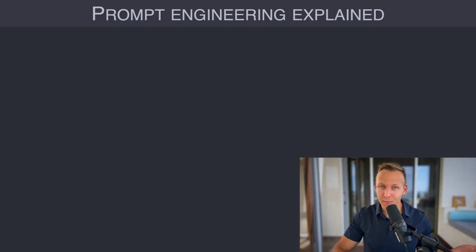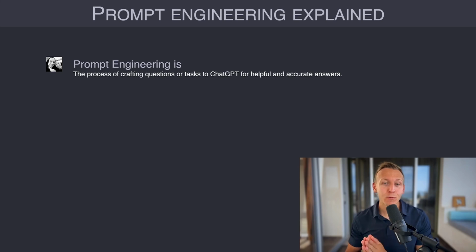Welcome to the prompt engineering section of the course, where you are going to learn to take your ChatGPT skills to the next level. So first of all, what is prompt engineering? Well, prompt engineering is the process of crafting questions or tasks to ChatGPT for helpful and accurate answers. In other words, prompt engineering is the art and science of asking the best possible questions to get the best possible answers.